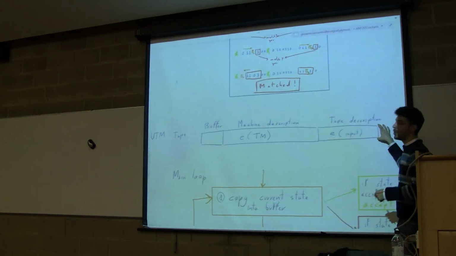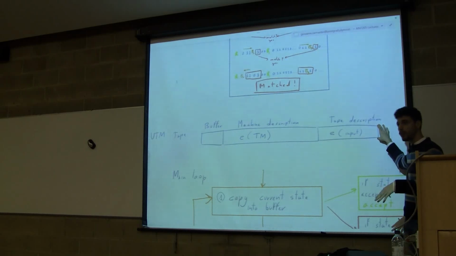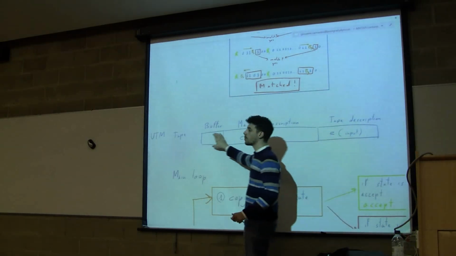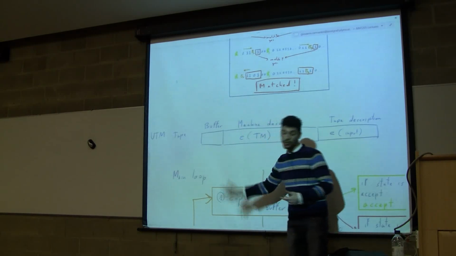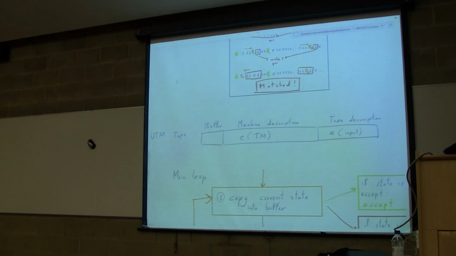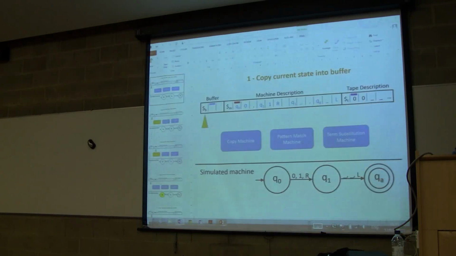Here you have the description of the tape of that Turing machine. And here you have a small buffer, which the universal Turing machine uses to simulate the Turing machine. So now I'm going to give you context for all I've said.